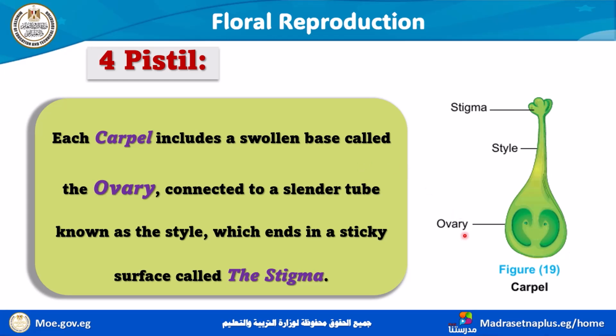Each carpel includes a swollen base called the ovary. This is the ovary of the carpel, connected to a slender tube known as the style. This part is called the style, which ends by a sticky surface called the stigma. So, the pistil or the carpel consists of three parts: ovary, style, and stigma.